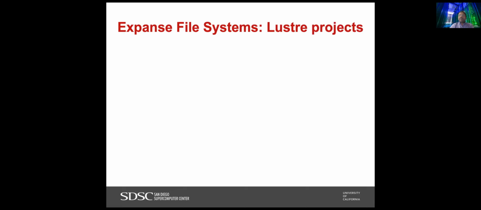The next file system I'm going to talk about is the Lustre projects file system. It's in /expanse/lustre/projects. And remember, both these locations are actually part of the same single Lustre file system. You just have different policies on the two different directories. Basically, the Scratch is purged every 90 days and the projects is not purged.